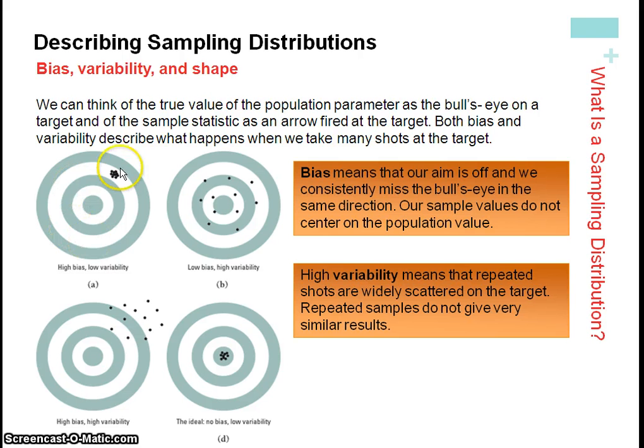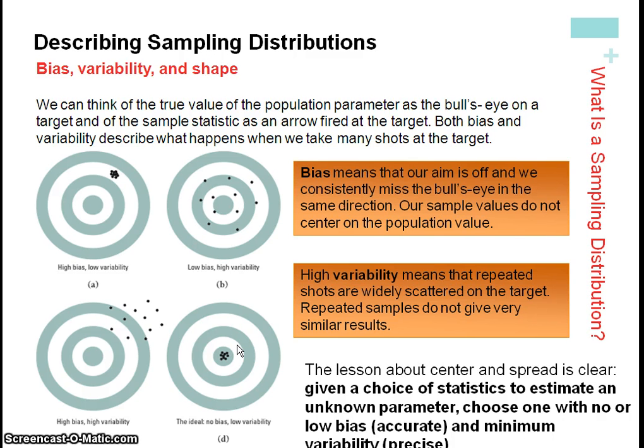So here's an example of high bias, low variability; low bias, high variability; high bias, high variability; and the ideal, no bias, low variability. So if possible, choose a way that gets you low bias and minimum variability, accuracy and precision.